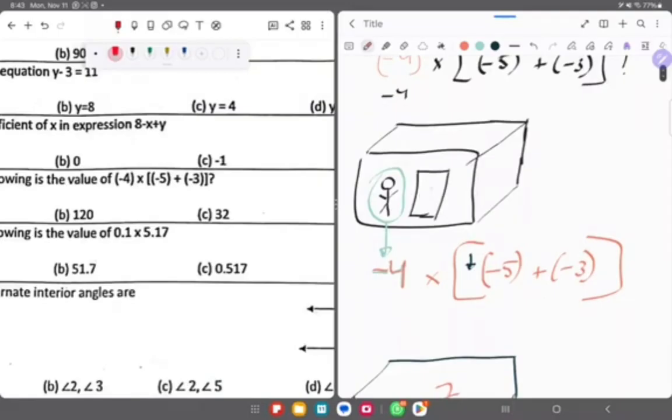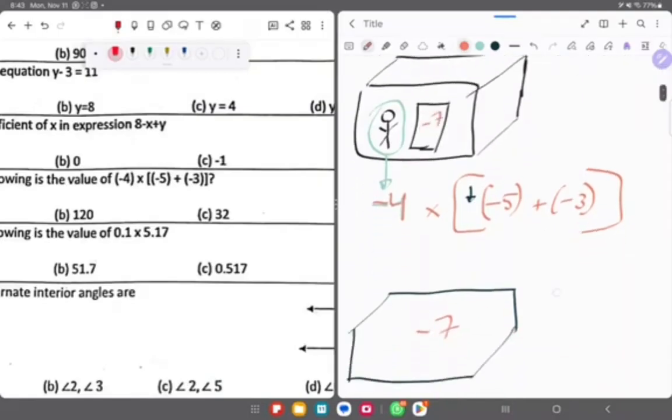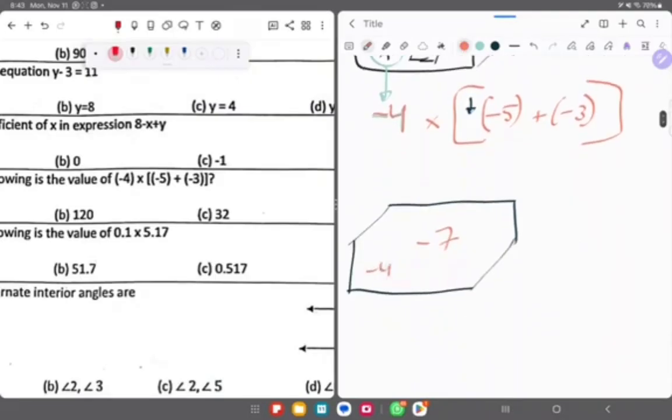Okay, minus 7 is getting out of the room. So what do? Minus 4 is here. The door is here, and it's opening. Wait, minus 4 is outside of the room. Yes. So minus 4 is outside of the room, and the door is going to open. Okay, so minus 7 is going to get out.